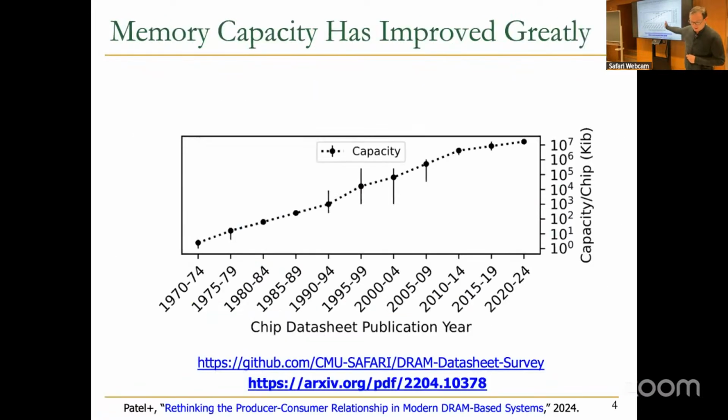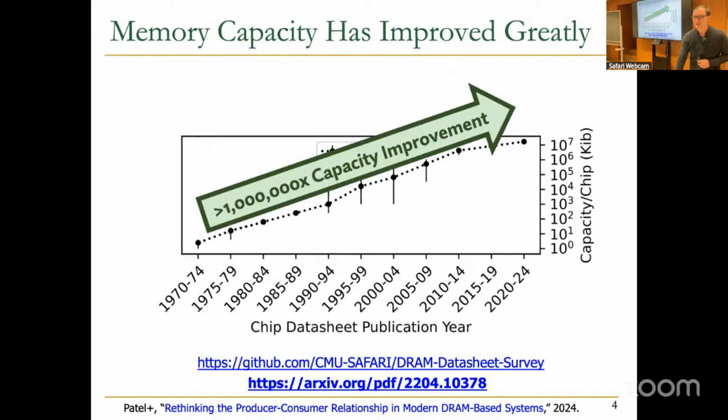This is actually a study of 54 years of DRAM chips. I would recommend that paper if you're interested. This was done by Minesh Patel, who was my PhD student, who's a professor at Rutgers right now. But basically, you can see that capacity has improved pretty well over the course of 50 years. That's a 1,000,000x capacity improvement on a DRAM chip. People have tried hard. It's slowing down a little bit, but still, people are pushing it.